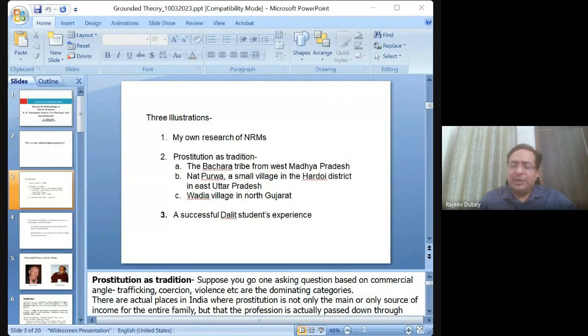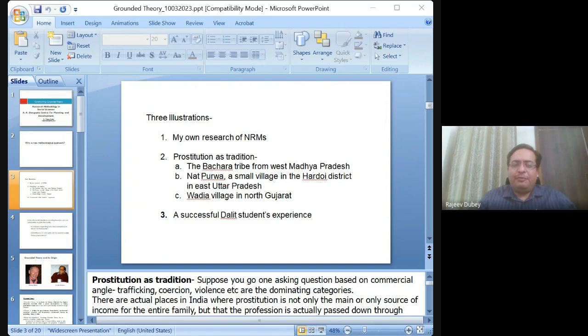Violence is intrinsic to this. And you go with these dominant categories, which have an inherent assumption that those who are into prostitution are doing so against their will. They have been trafficked, they have been coerced, and therefore they have entered into this. Now, but there are places in India where prostitution is not only the main or the only source of income for the entire family, but the profession is actually passed down through the generations.